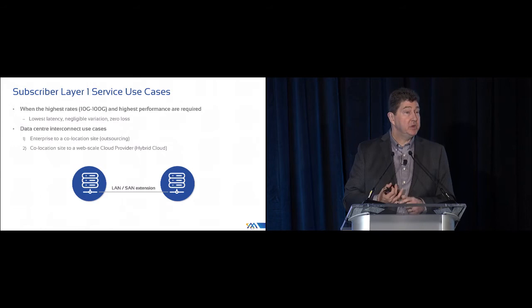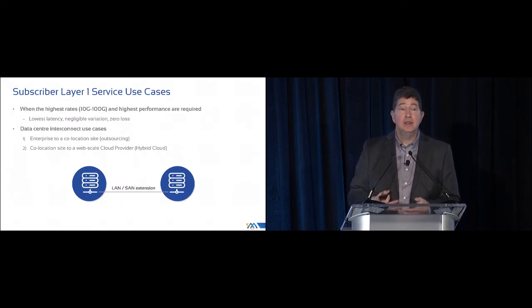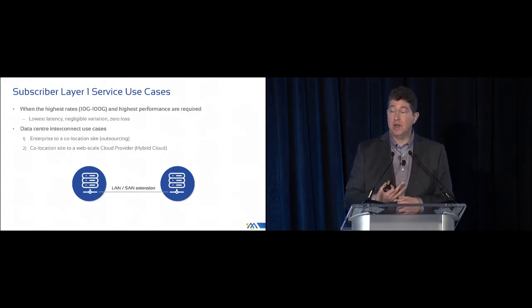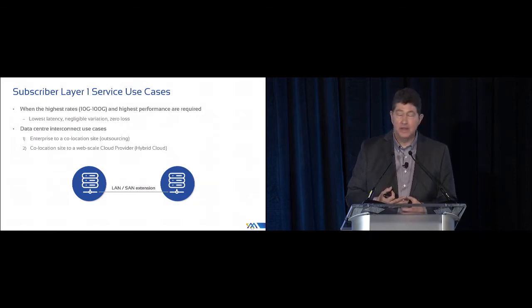So we'll look at a couple of use cases now. Typically, these Layer 1 optical services are used when you have a need for the highest rates, like 10 gig and above, and the highest performance, so essentially zero loss, zero delay variation, and the lowest latency. So we'll look at a couple of cases where we're doing data center interconnect and the extension of one to hybrid cloud.